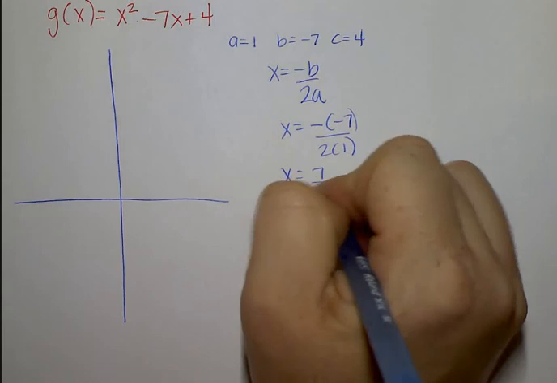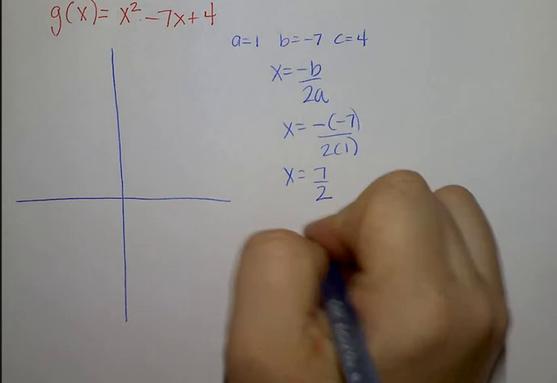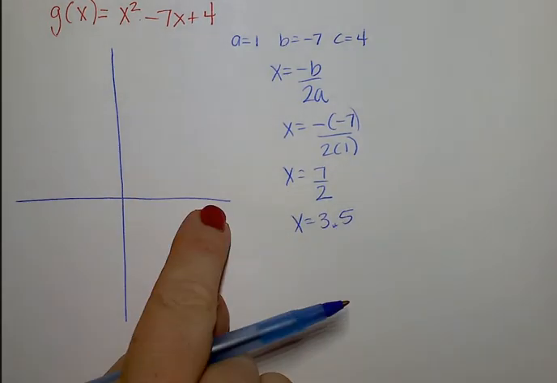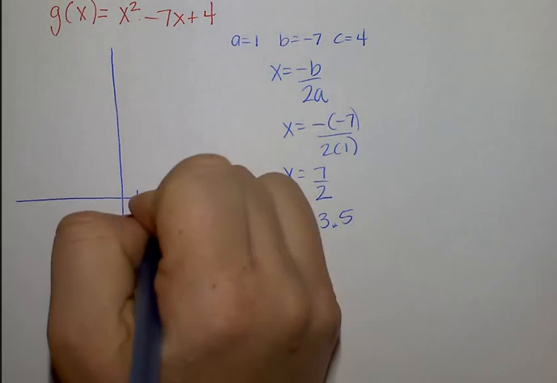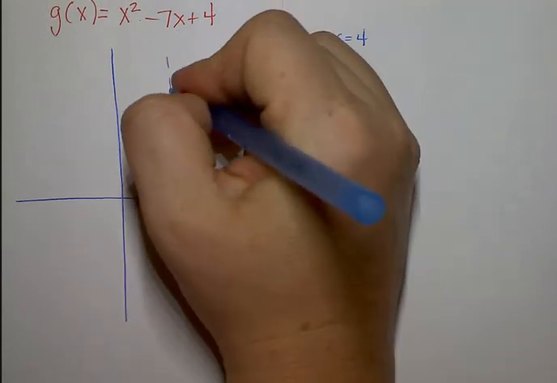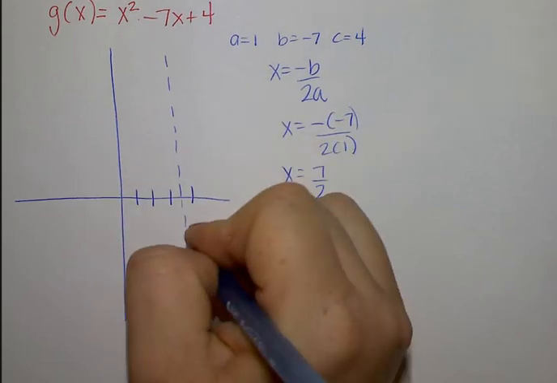And then half of 7, if you're unsure, you can use a calculator. Half of 7 is 3.5. So I'm going to find where x is 3.5. And I'm going to make a dotted line going through the x-axis, running vertical at 3.5.